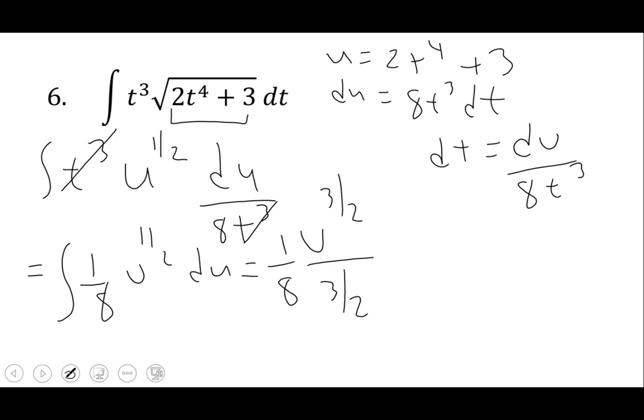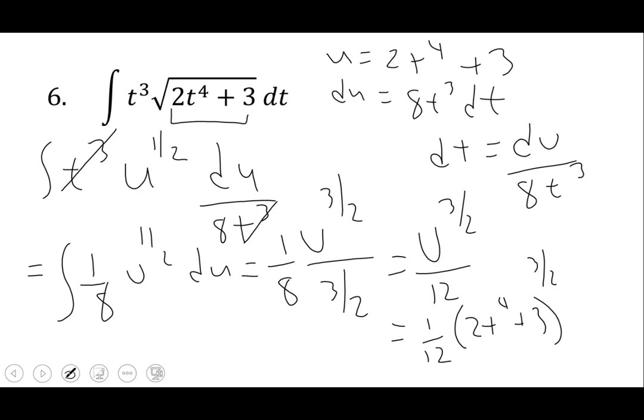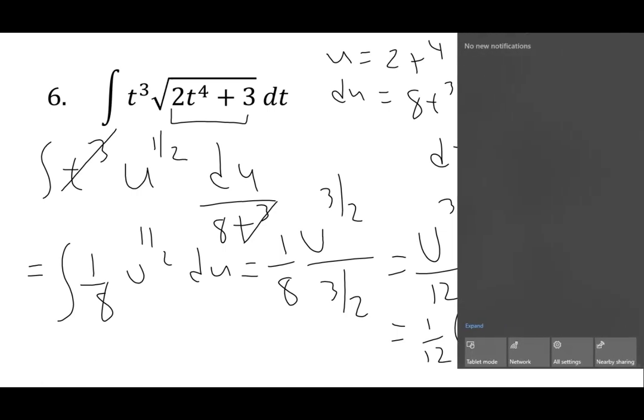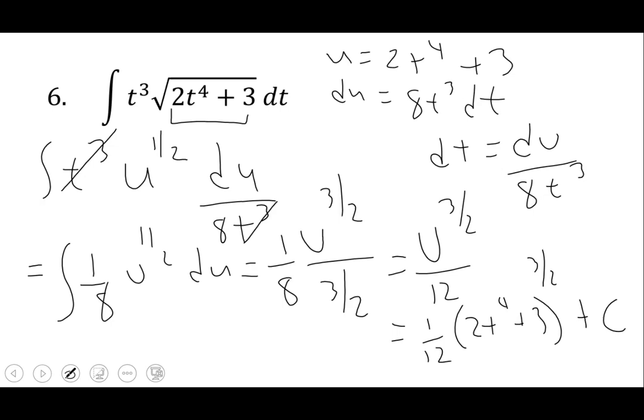On the bottom, you have 8 times 3/2. That becomes 24 over 2, which becomes 12. So this is u to the 3/2 over 12, which means in your final answer, you're going to get 1/12. Replace u with 2t to the fourth plus 3 to the 3/2 power, and then don't forget plus c. So 1/12, 2t to the fourth plus 3 to the 3/2 plus c.